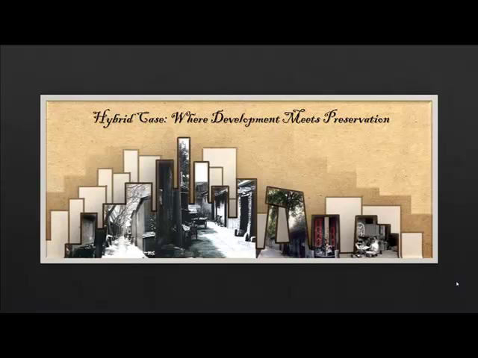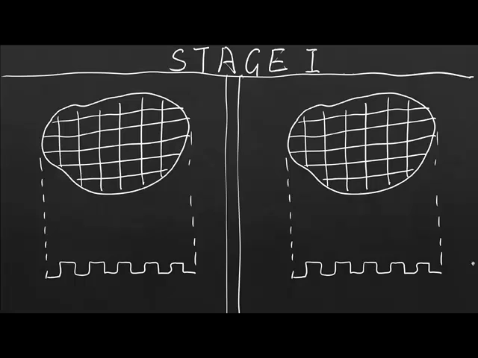Today, my topic is hybrid case study. I'm trying to use SimCity to understand the conflict between urban development and historic preservation. In the previous experiment, I started with a comparison between two different approaches of development and preservation. Firstly, I drew the historic area. You can see the plan and the section.